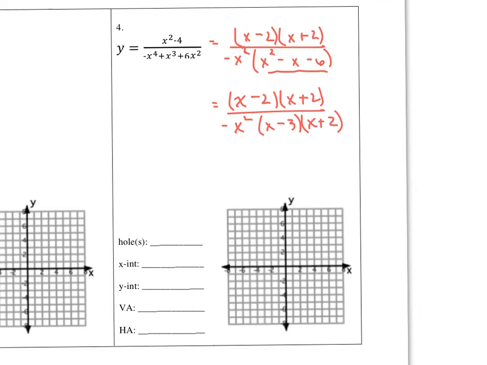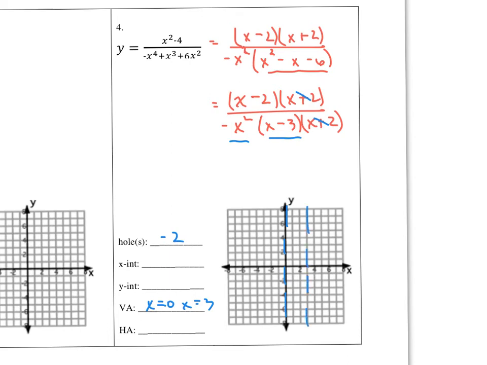So now we see that we are going to have a hole occurring at negative 2. Okay, so we've got vertical asymptotes occurring at 0 and 3. So x equals 0, x equals 3. So here's one of our vertical asymptotes. Here's our second vertical asymptote.